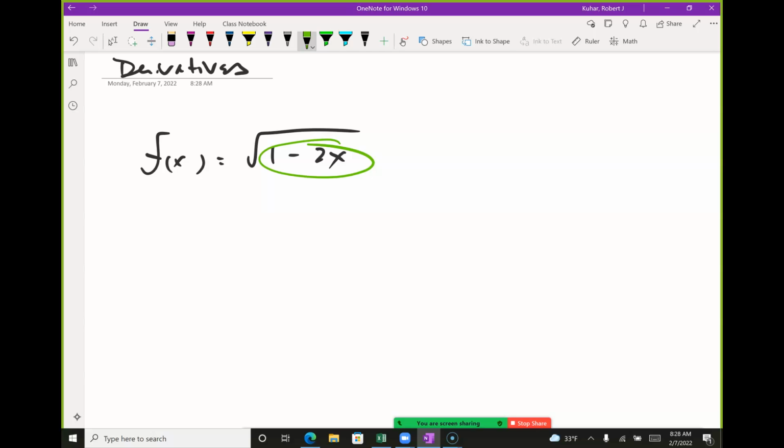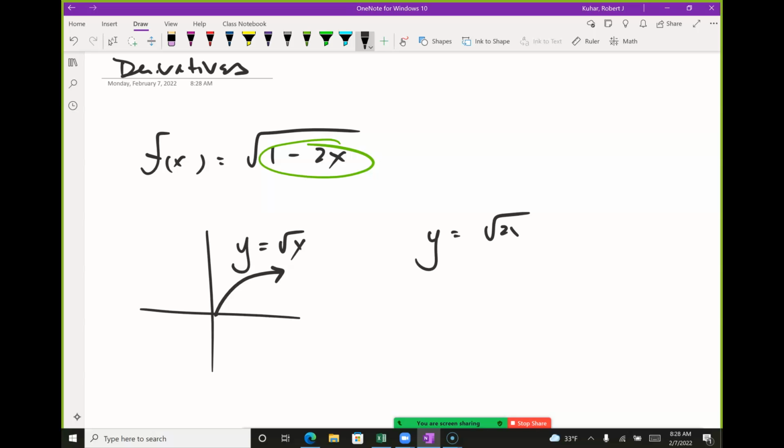-2. Yeah, so that is something that's going to be related to the chain rule. When my interior function doesn't have a slope of 1, I'm going to use that slope. That slope is changing my function, right? So if I just looked at the square root of x, there it is. And if I looked at y equals square root of 2x, here's square root of x again, but this guy crunches it down.